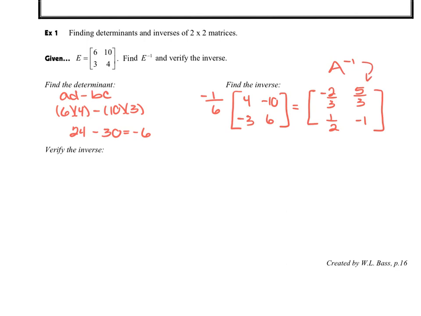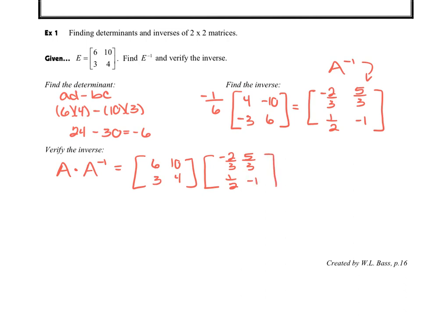Okay. Now, to understand how this actually works, because it certainly feels a little weird that this is going to give us an identity matrix when we're done, we're just going to prove that for ourselves. We're going to show how that works. We're going to take our A times our A to the negative 1, which means we're going to take our original matrix, our 6, 3, 10, and 4, and we're going to multiply it times our negative 2/3, our 5/3, our 1/2, and our negative 1.